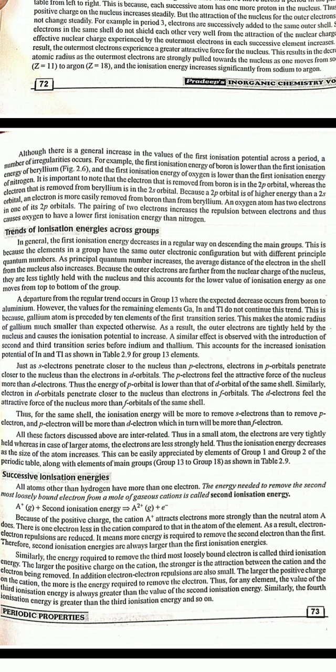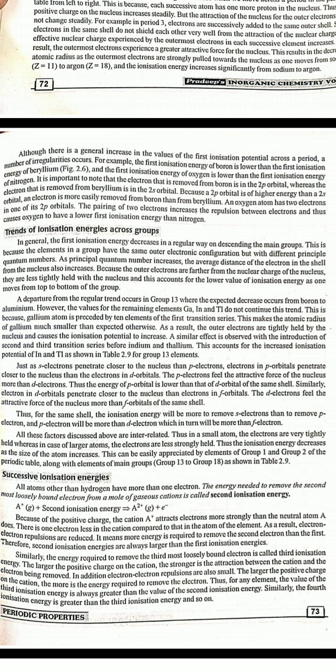In general, the first ionization energy decreases in a regular way on descending a main group. That is because the elements in a group have the same outer electronic configuration but a different principal quantum number. As the principal quantum number increases, the average distance of the electron in a shell from the nucleus also increases. Because the outer electrons are further from the nucleus, they are less tightly held, and this accounts for a lower ionization energy as one moves from top to bottom of the group.